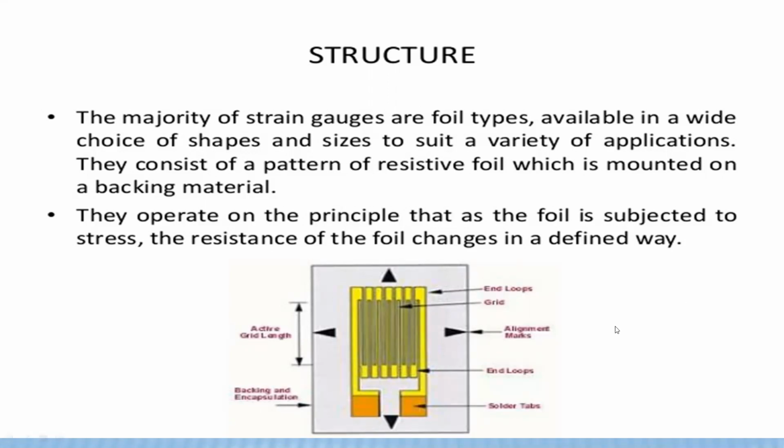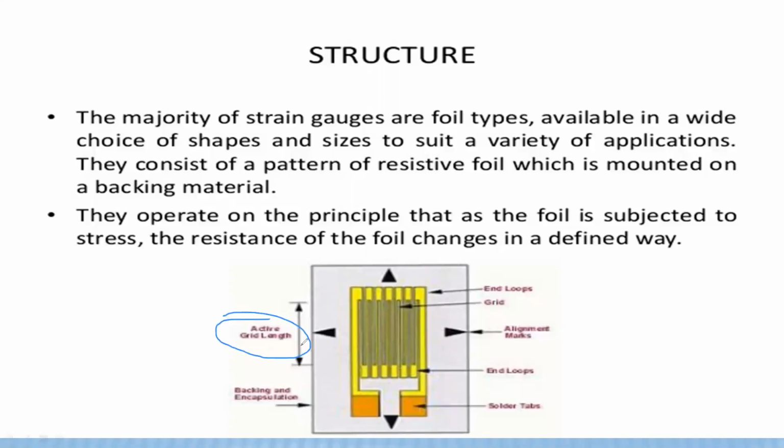Mainly, whenever a load is applied on that strain gauge, whether compressive or tensile loads are acting on that body, the grid changes its length. You can see it is the active grid length.